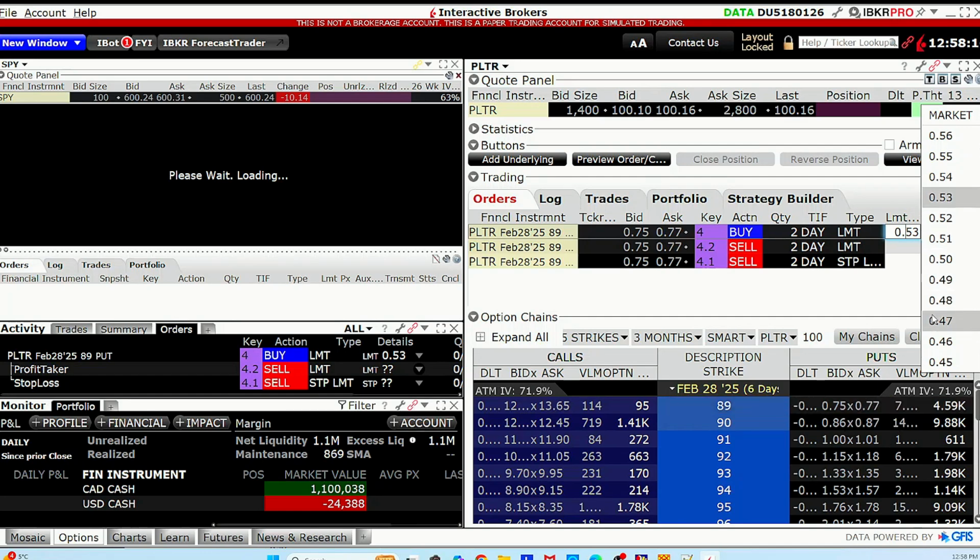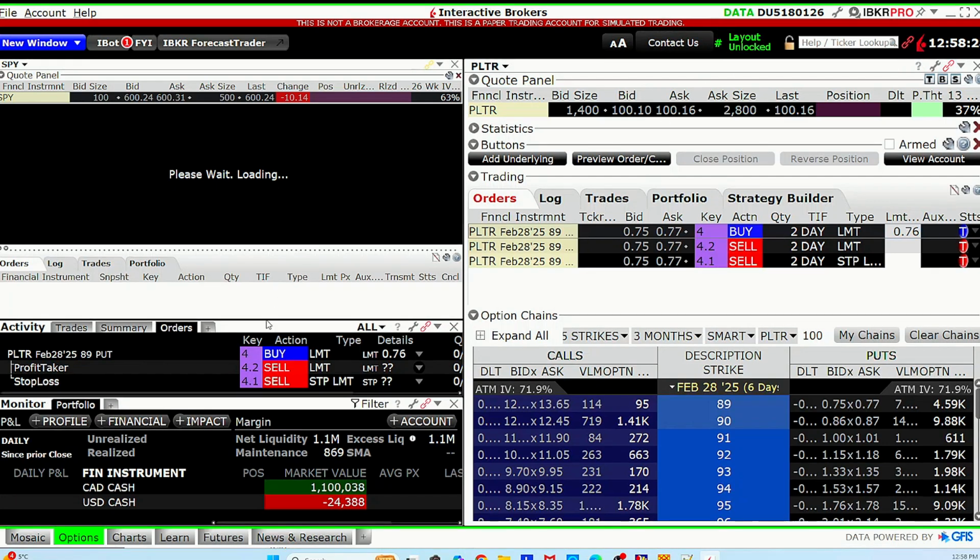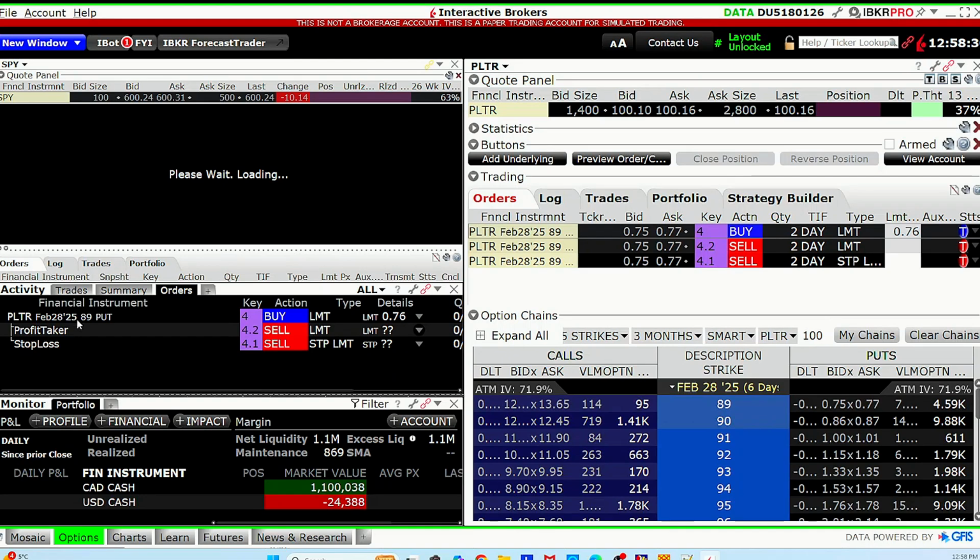So if you say I want to take this trade at 76 cents, you pick 76, and then you see in here, before you execute your trade, everything in your order summary. I'm going to make some more room here so that you can have a bigger and better look. You see we are going to submit two contracts for Planter, put at strike price 89. We will take a profit at this particular zone. So this will be auto-filled for you.